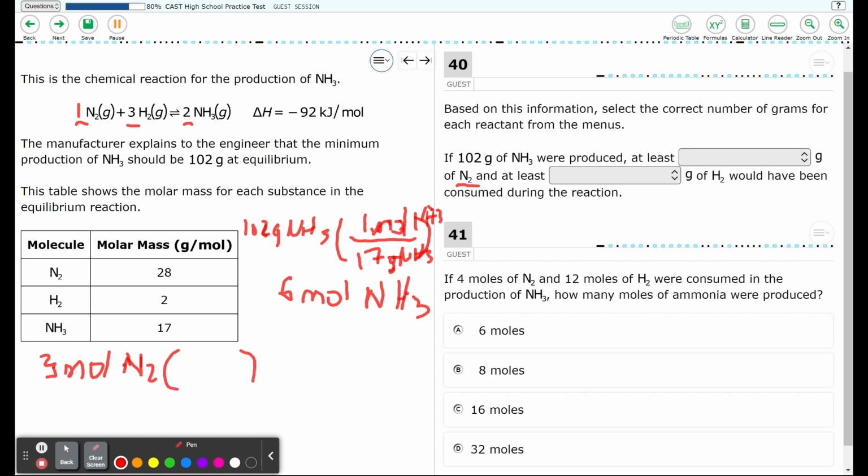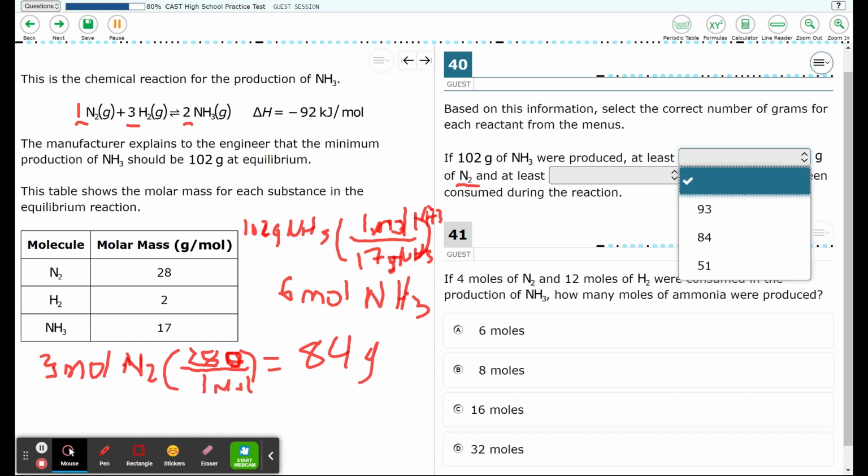Okay, and well, N2 has 28 grams, that's a G, in 1 mole. Okay, and that will give us 3 times 28, which is 60, 70, 84 grams. So we come over here and we select 84 grams.